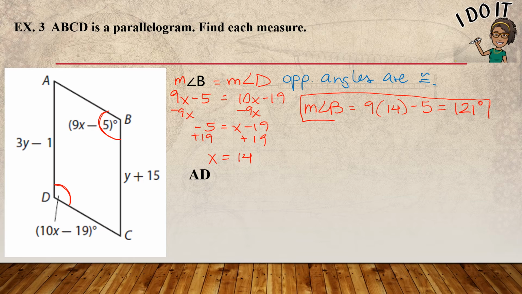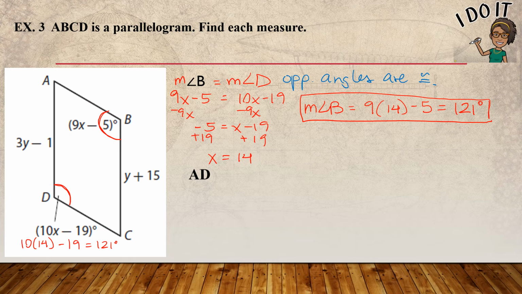Now, how can I be sure that this measure of angle B is correct? Well, I can just take the same x that I have here and plug it in. So 10 times 14, that gives me 140 minus 19, that also gives me 121.